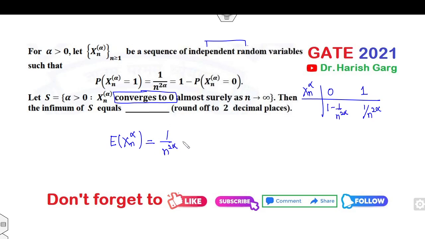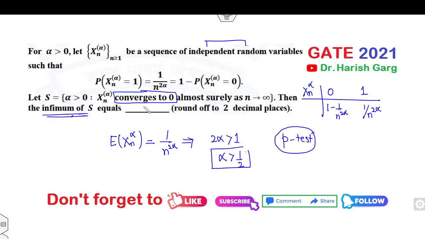Fine. And when will it be convergent? It is convergent only when 2 alpha is greater than 0, by using the p-test. That means alpha is greater than half, and once alpha is greater than half, the supremum value, the infimum value, 0.5, is the right answer to this problem. So this is the way you can solve all these PYQ questions in a very simple manner.